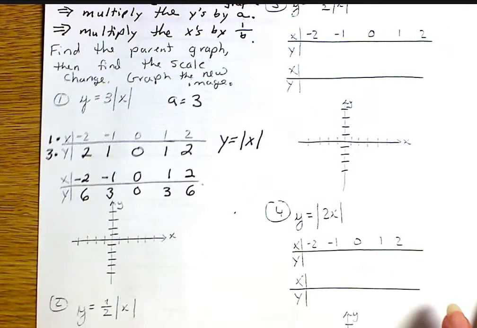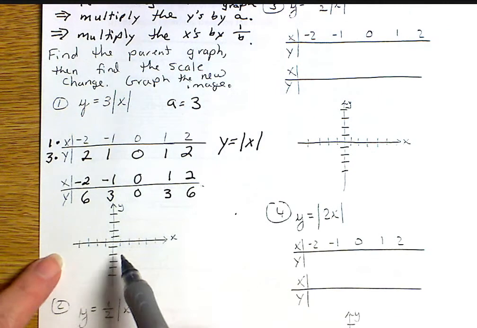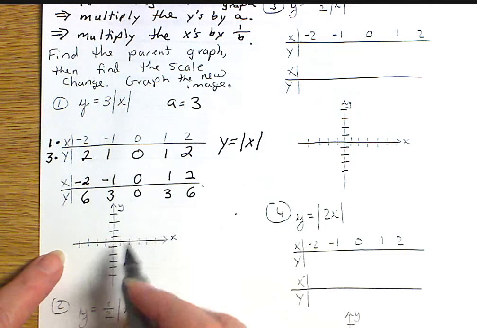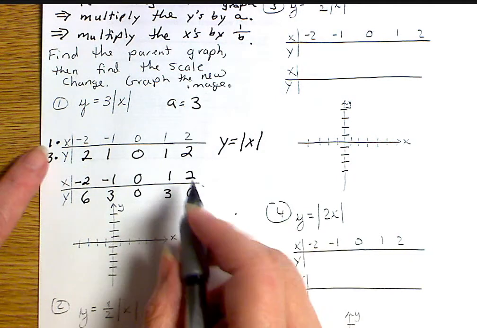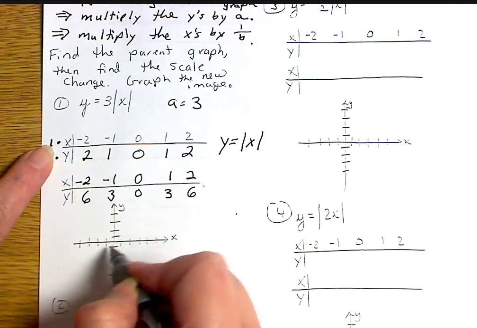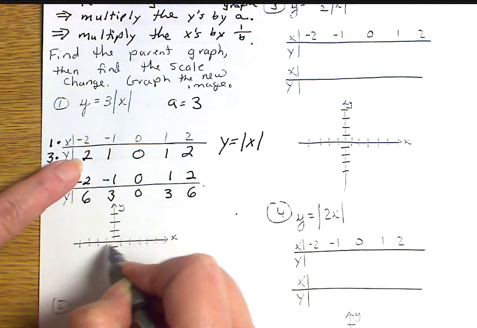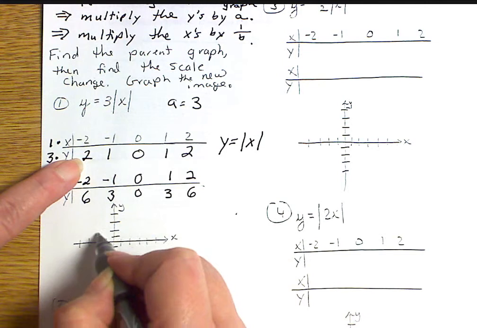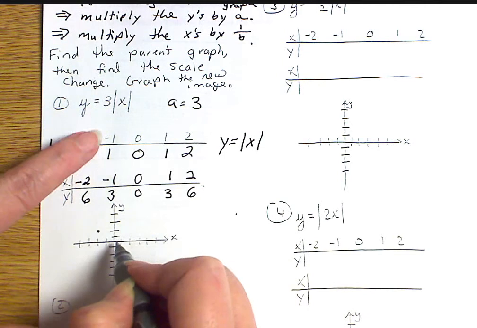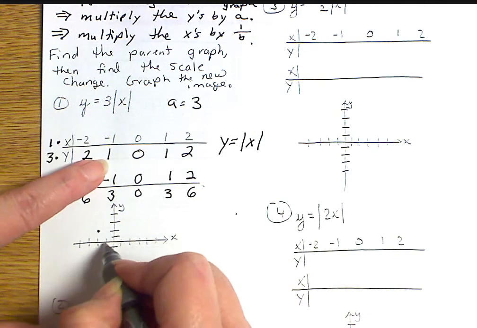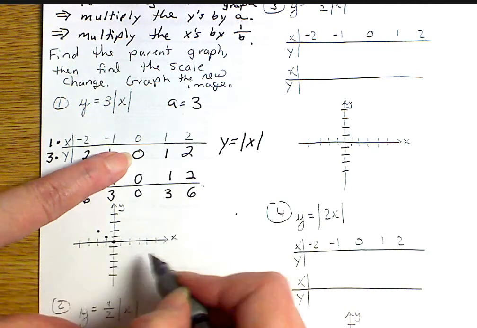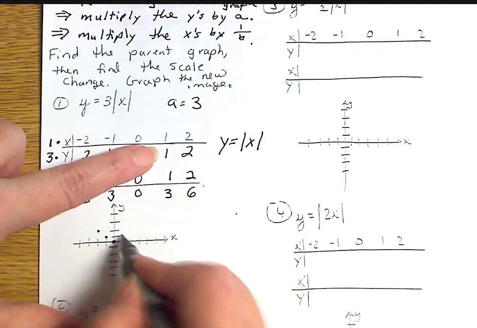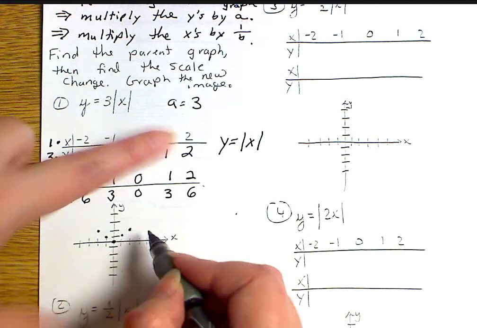We are going to graph the parent graph. Dot it, though. We're going to dot the parent graph. So, this is your parent graph. You're going to dot it, though. So we have negative 2, 2. And we're only putting the dots. Negative 1, 1. 0, 0. 1, 1. 2, 2. Remember, it keeps going on like that.